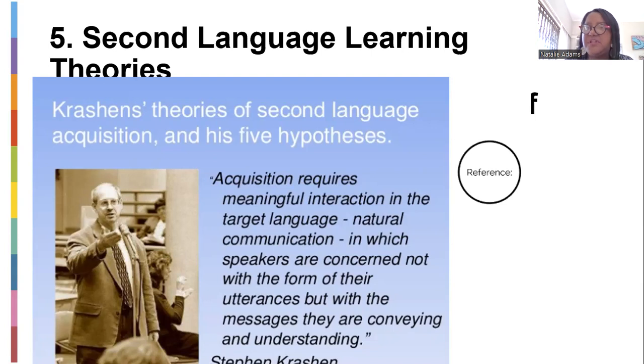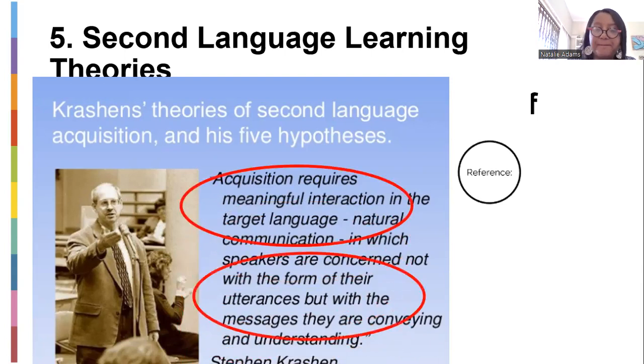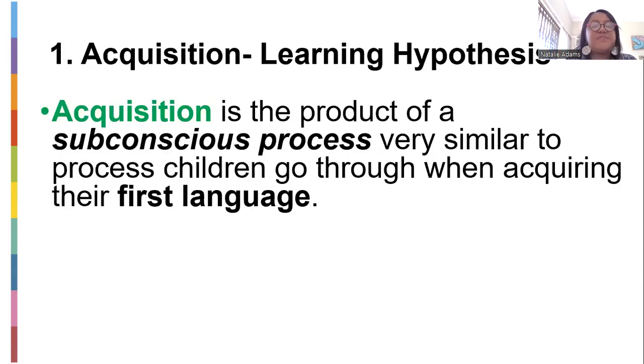So natural communication. If a child is acquiring a second language, it's also important that they are able to understand the rules, yes, a little bit of grammatical rules, but they must also be able to apply these rules. So there must be meaningful interactions when they do that, okay? Let's go on. So the first hypothesis would be the acquisition learning hypothesis.